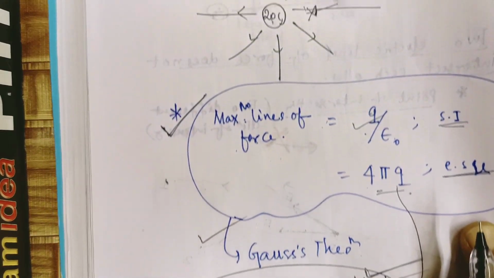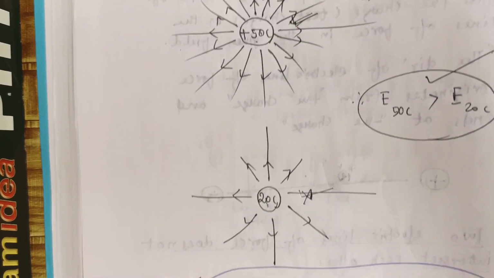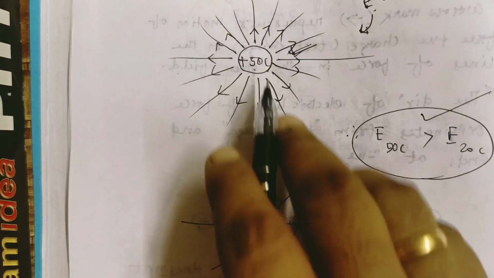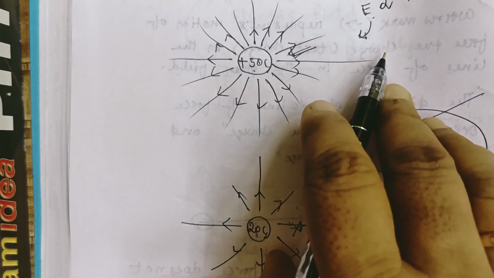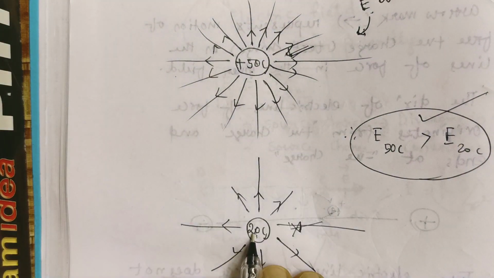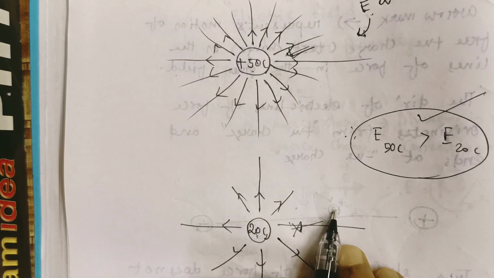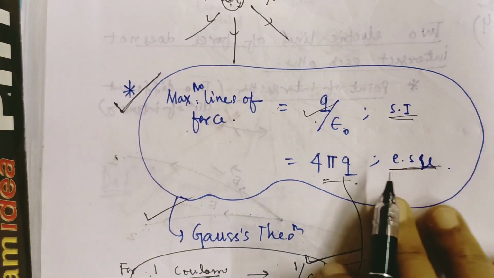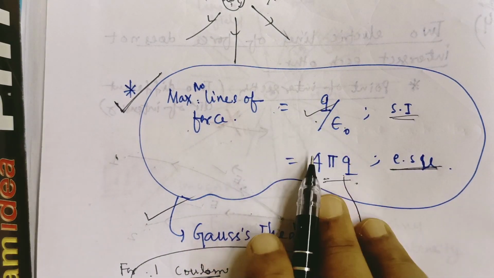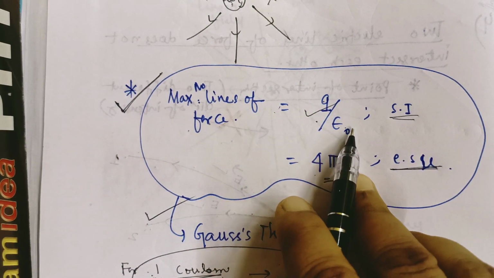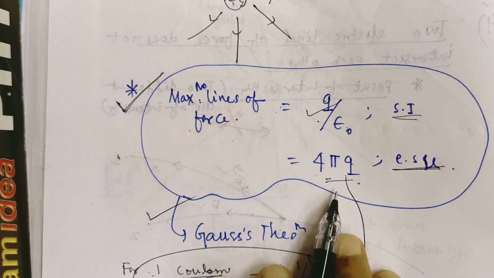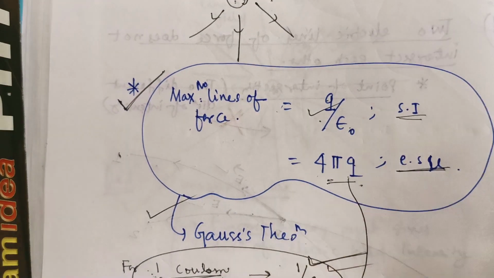So what did we discuss at this point? The point was that the more the charge, the more the lines of force. The lesser the charge, the lesser the number of lines of force. And the maximum lines of force that originate or terminate from a source charge Q is Q by epsilon 0 in SI system or 4 pi Q in CGS system.